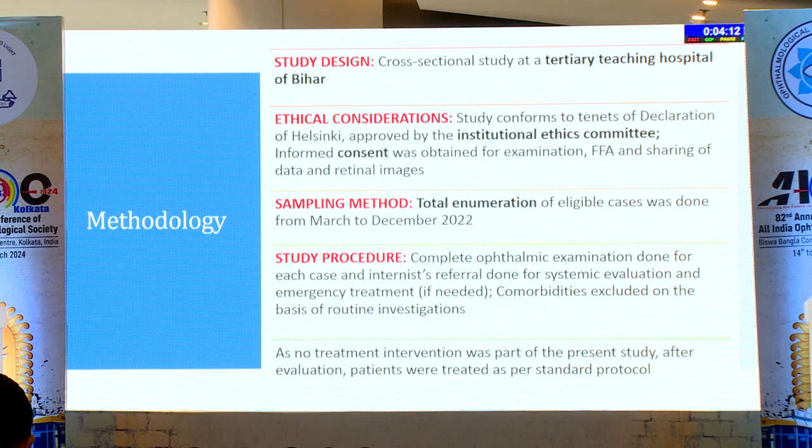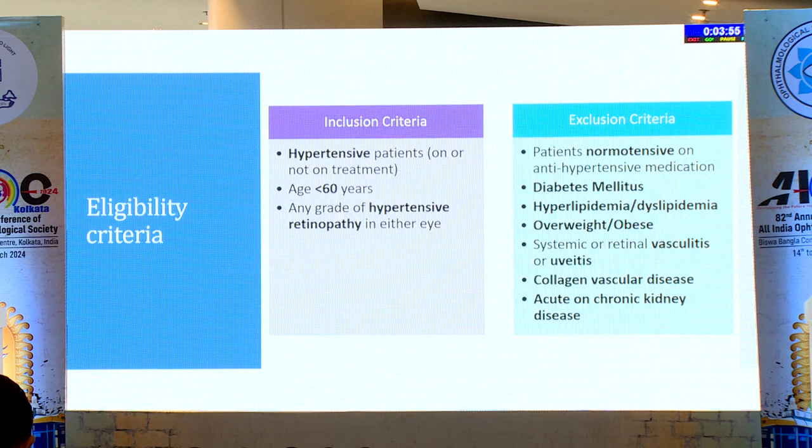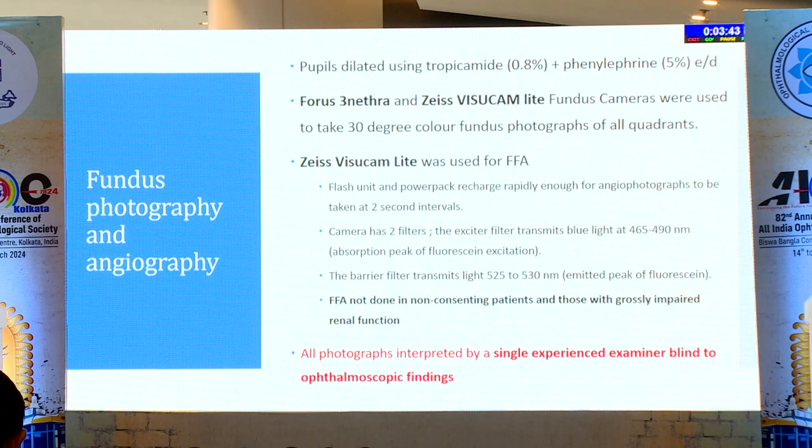So this was a cross-sectional study at a tertiary teaching hospital approved by the Institutional Ethics Committee. Comorbidities were excluded on the basis of routine investigations, and the patients were treated as per standard protocol. Hypertension was defined as per the AHA-SA criteria, and these are the eligibility criteria. So less than 60 years old hypertensive patients with any grade of hypertensive retinopathy were included, and various comorbidities were excluded on the basis of internist referral and routine investigations.